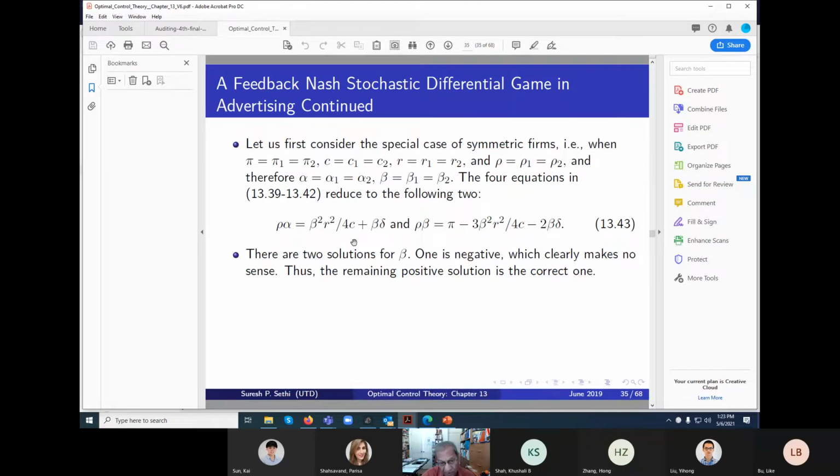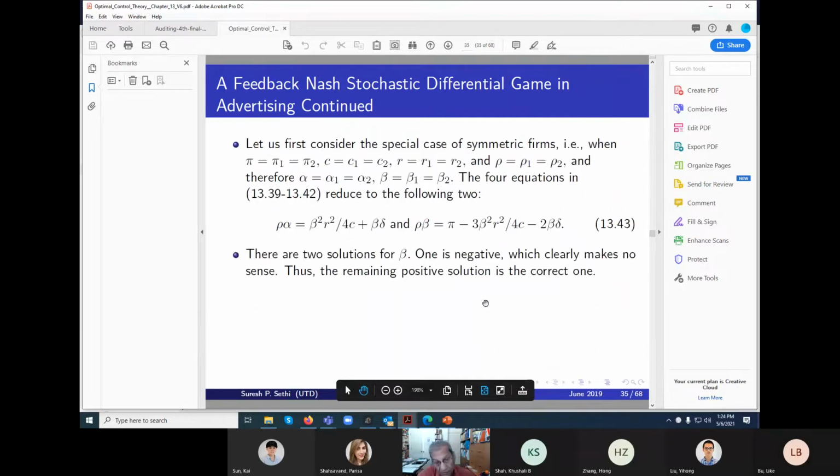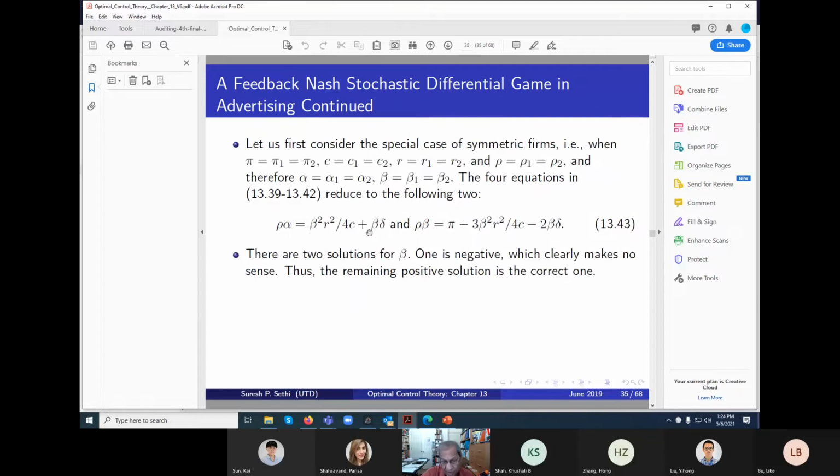These 2 equations are these equations. And you can see that one of these equations is quadratic. The other one is also quadratic. So if we solve any of these 2 equations, we will get 2 solutions for beta. That's easy to solve. In this case, we can show that one is negative, which doesn't make sense because beta should be positive. Beta 1 and beta 2 both should be positive, which means beta should be positive. So we take the positive root, and then once we substitute the positive root back, we can get the value of alpha. That's the solution procedure.